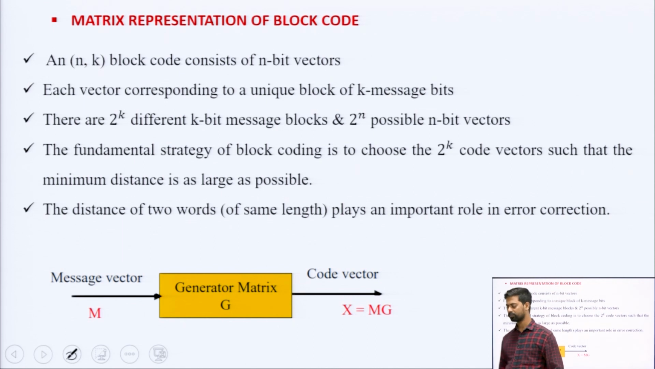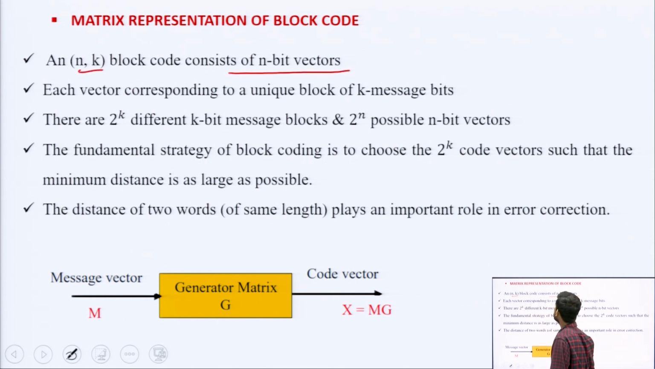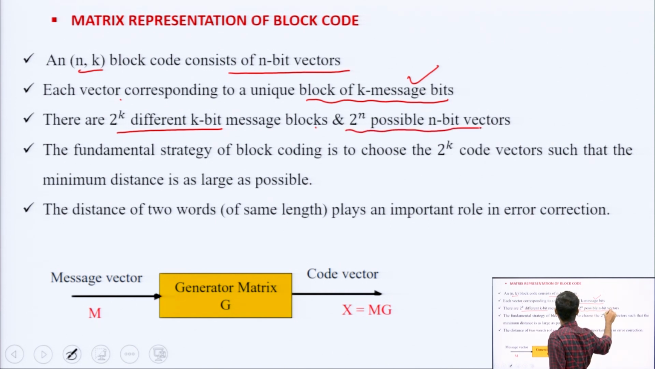So, how do we represent this block code in matrix form? An (n, k) block code consists of n bit vectors, each vector corresponding to a unique block of k message bits. So there are 2 to the k different k bit message blocks, and 2 to the n possible n bit vectors.